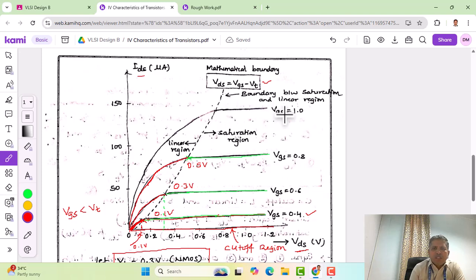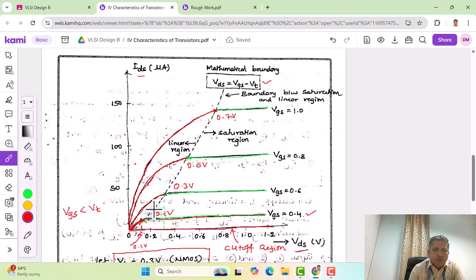Similarly, let us go for the last one, which is VGS equals 1 volt, and when we subtract the threshold from this 1 volt, we get 0.7 volts. So at 0.7 volts the saturation commences. Till that we have a linear region, followed by the saturation region that commences at 0.7. When we draw all these points, we get a locus here, as we can see.